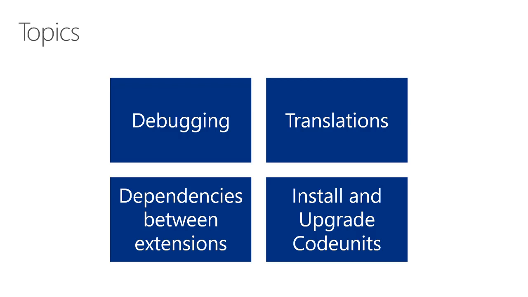Then we'll talk about translations, which is a new feature where the translations of your objects are kept outside of the object itself. So the translations are in a file that you can send off to a translation service without having to modify the object in development mode. I will talk about dependencies between extensions and what sort of effects that might have when you install them. And finally, we'll talk about install and upgrade codeunits and how you can add specific code for those events.